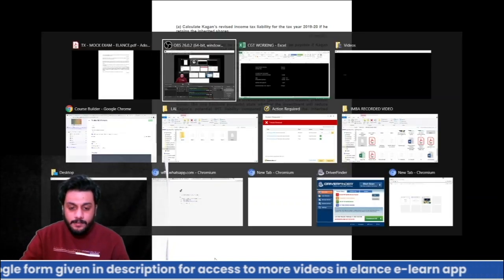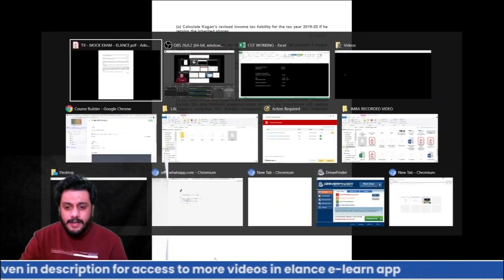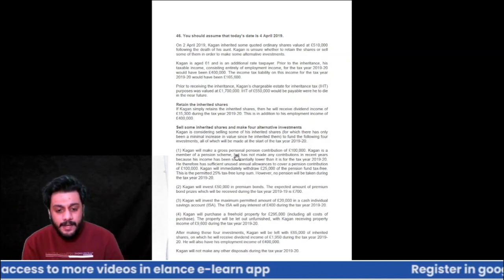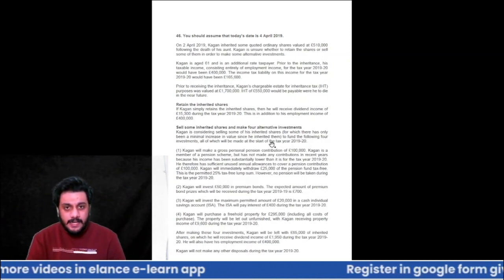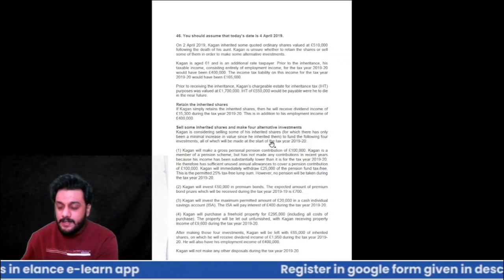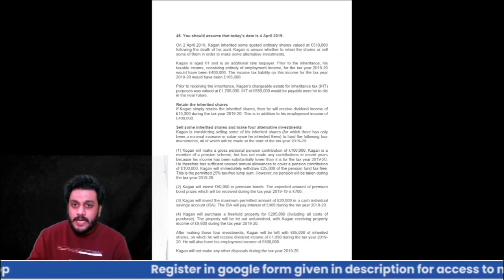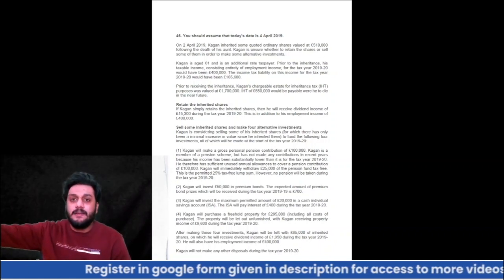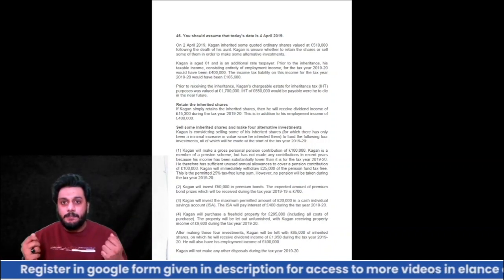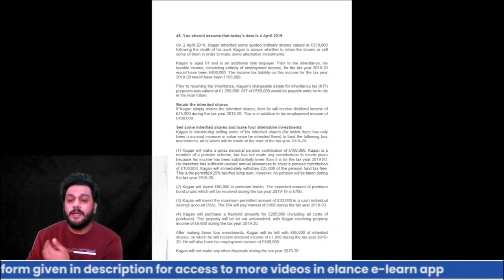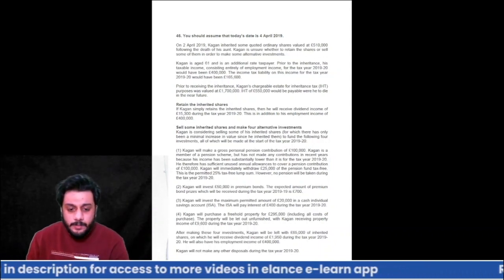Okay, perfect. So if he sells the inherited shares and makes the investments, it means he is selling the inherited shares, getting the amount with him, and using that money to make 4 other investments. He is not simply keeping that money in his pocket or in his bank account. He is going to use that money to make 4 other investments. What are those investments? Let's see.